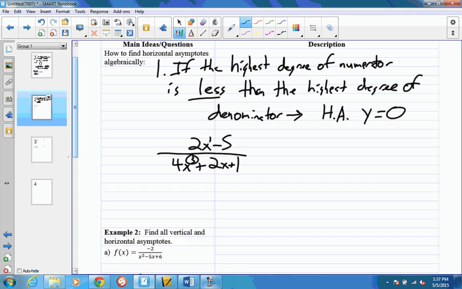So if the highest degree of the numerator, 1, is less than the highest degree of the denominator, 3, my horizontal asymptote is at y equals 0. Not moved. It's right there at the x-axis, right? That's where my horizontal asymptote is. And that's literally rule 1. And that's the only horizontal asymptote. So if you look at your function and you go, all right, what's the highest exponent in the numerator? What's the highest exponent in the denominator? And you find out which one's bigger.